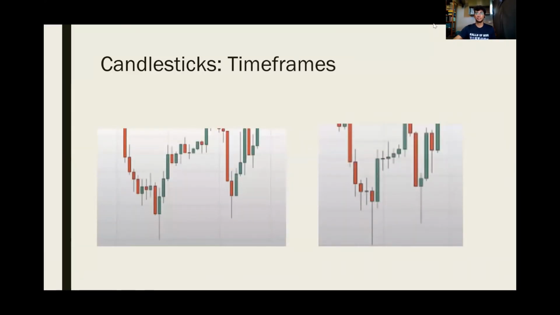So depending on the time frame that you choose, which can be daily, hourly, by the minute, or even by the week, each bar represents one period of that time frame. On the left, we have a 1 hour time frame. And can you imagine how these candles would look like on a 2 hour time frame?